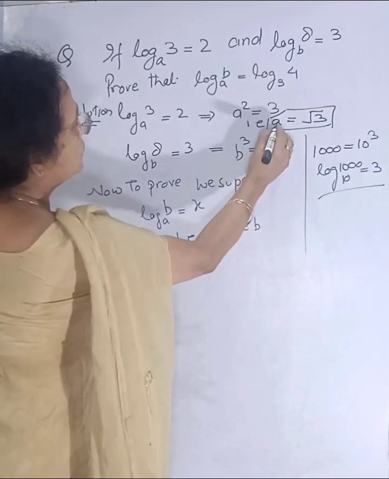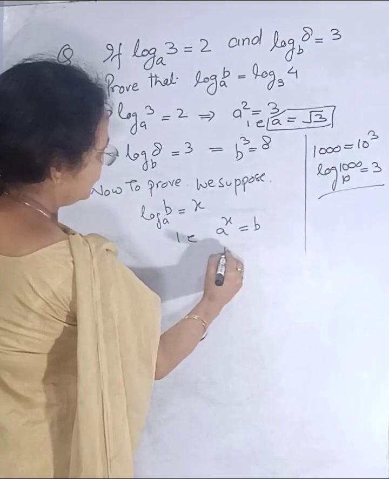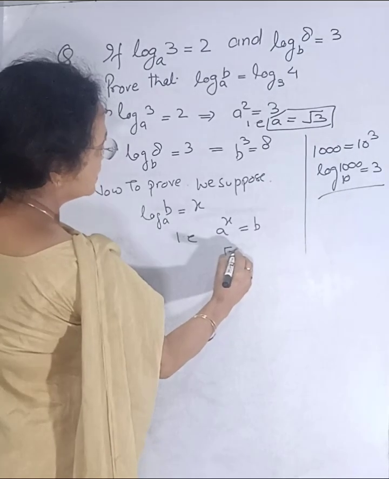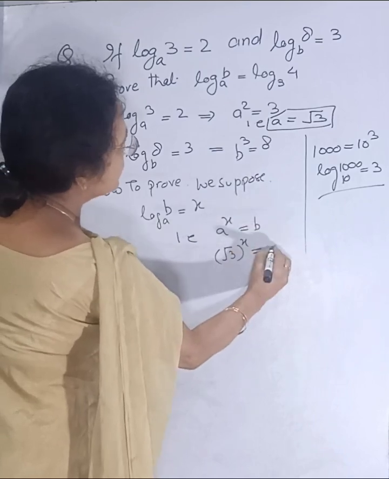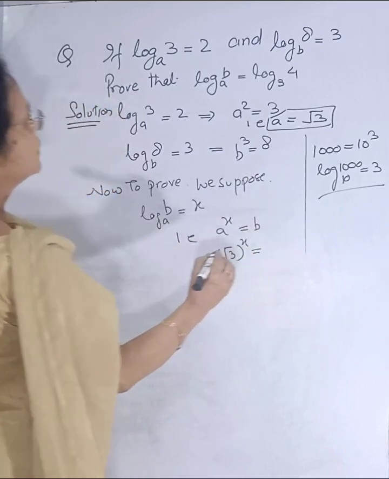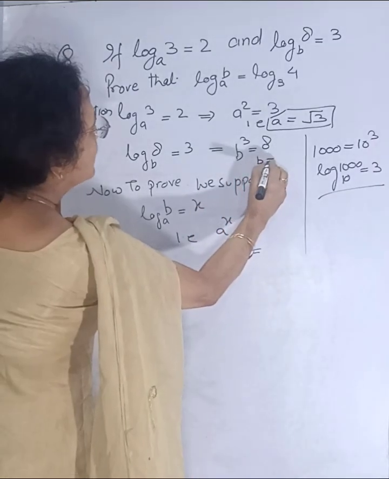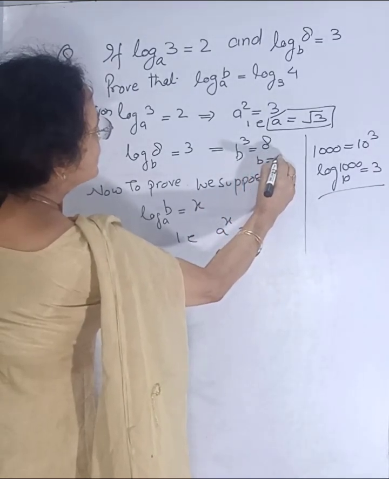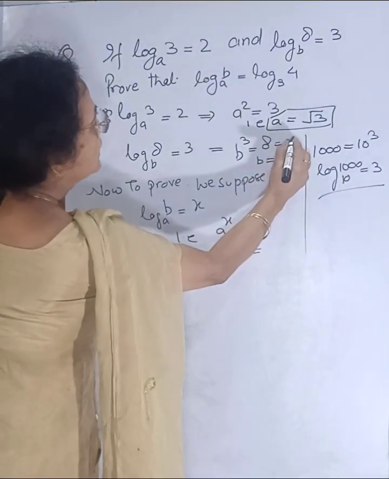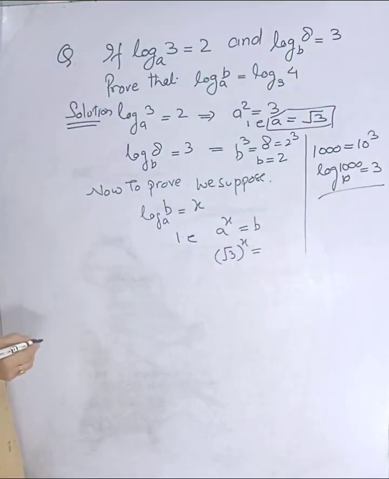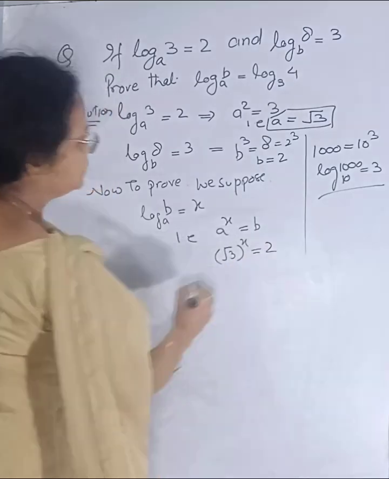A is equal to root of 3 to the power x is equal to b. Also b to the power 3 is equal to 8. It means b is equal to हो गया 2, because this is 2 to the power 3. It means b is equal to 2 हो गया. तो b is equal to 2. It means this is equal to 2.